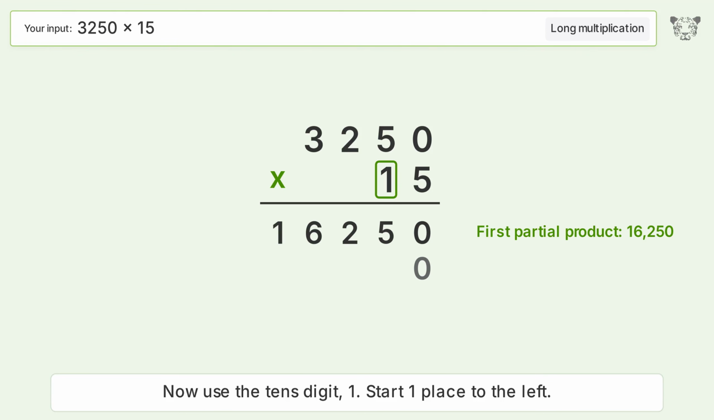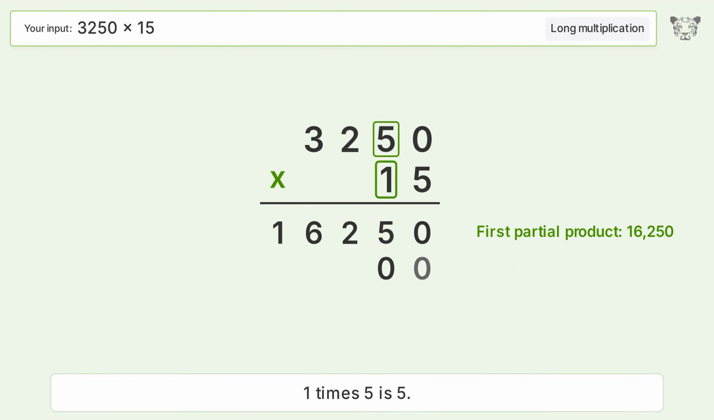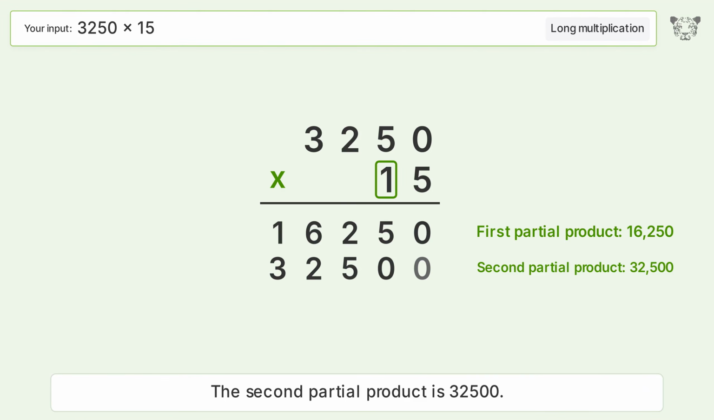Now use the tens digit, 1. Start one place to the left. 1 times 0 is 0. 1 times 5 is 5. 1 times 2 is 2. 1 times 3 is 3. The second partial product is 32,500.